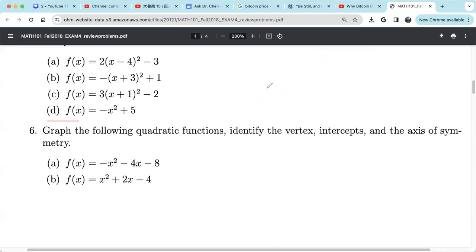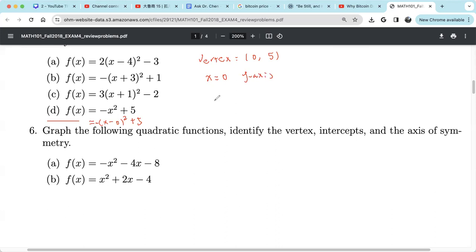D looks a little bit different, right? But we have a downward parabola. And now we have negative x squared plus 5. How do we figure out the vertex here? If we want to put it in vertex form, we have negative (x minus 0) squared plus 5. Okay, so the vertex is 0, comma 5. And then our line of symmetry is just x equals 0. What's x equals 0? The y-axis.